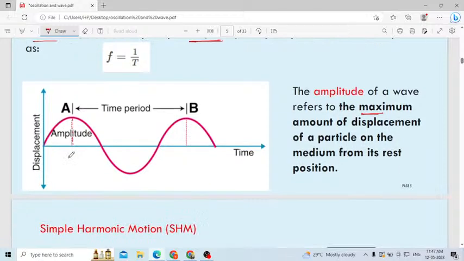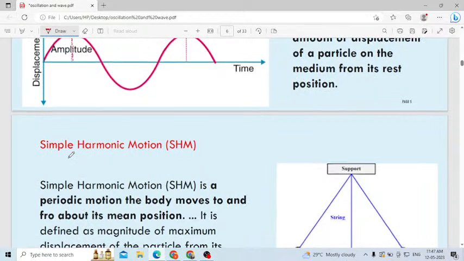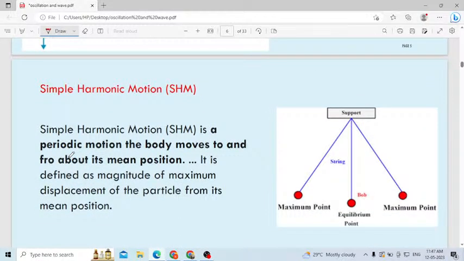These terms are very important. That's why I'm explaining in detail. When you are solving problems also, it will be important. Now, I already told you about the simple pendulum, otherwise oscillation of a pendulum. Sometimes it will be periodic, sometimes non-periodic. That is also one of the examples of simple harmonic motion. Let us study in detail what is meant by simple harmonic motion.